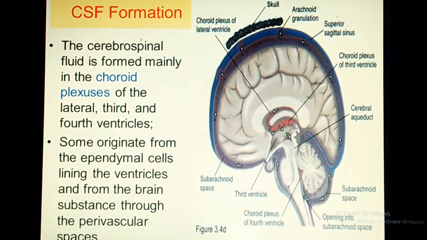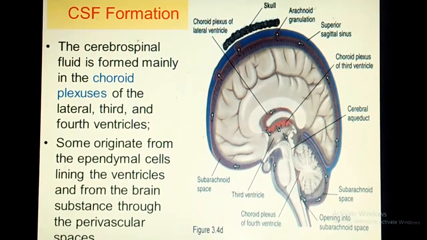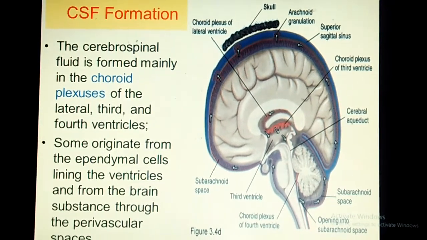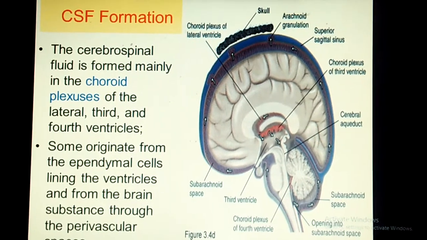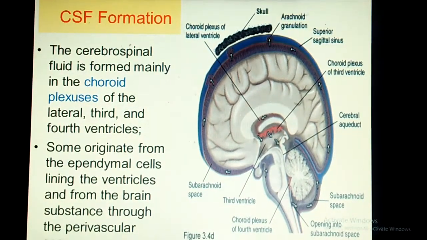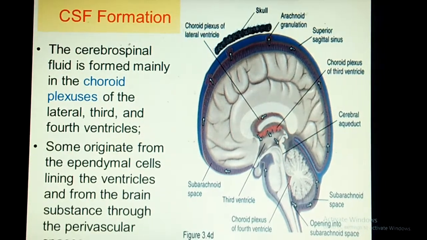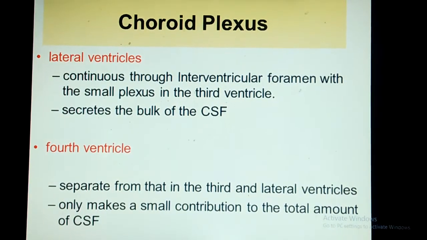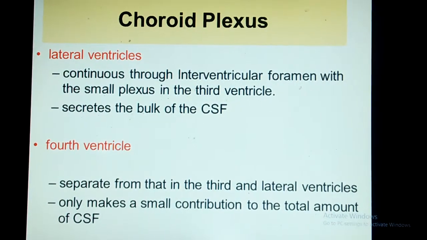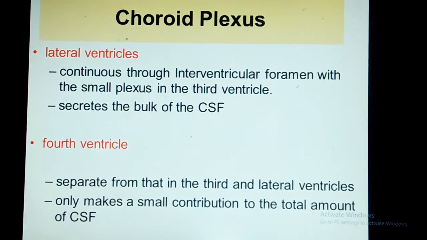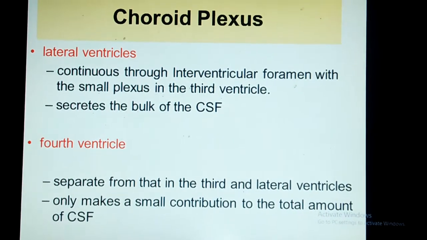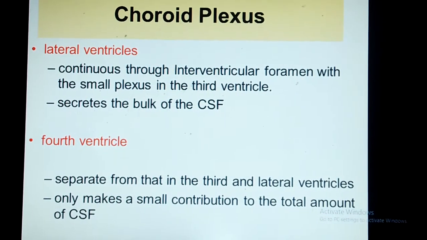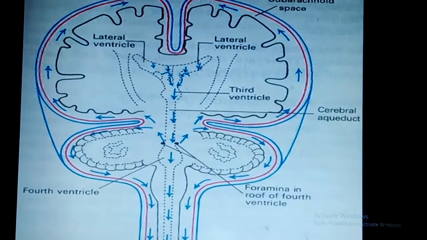CSF formation. The cerebrospinal fluid is formed mainly in the choroid plexus of the lateral, third and fourth ventricles. Some originates from the ependymal cells lining the ventricles and from the brain substance through the perivascular spaces. The choroid plexus of the lateral ventricle continues through the interventricular foramina with the small plexus in the third ventricle and secretes the bulk of CSF. The fourth ventricle, separate from the third and the lateral ventricles, only makes a small contribution to the total amount of CSF.